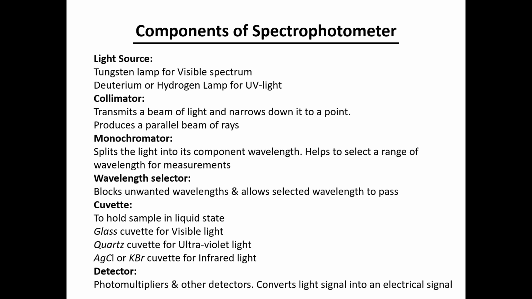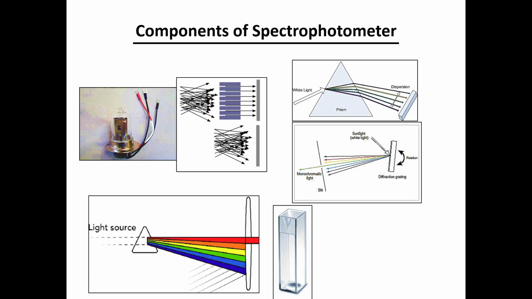So there are many different type of cuvettes. For example, for visible light, glass cuvettes are used, and for ultraviolet, quartz cuvettes are used, and for infrared light, silver chloride or potassium bromide cuvettes are used. Detectors are those components which detect the emitted light after passing through the compound, and so it converts light signal into an electrical signal. So these are the components of a generalized spectrophotometer.